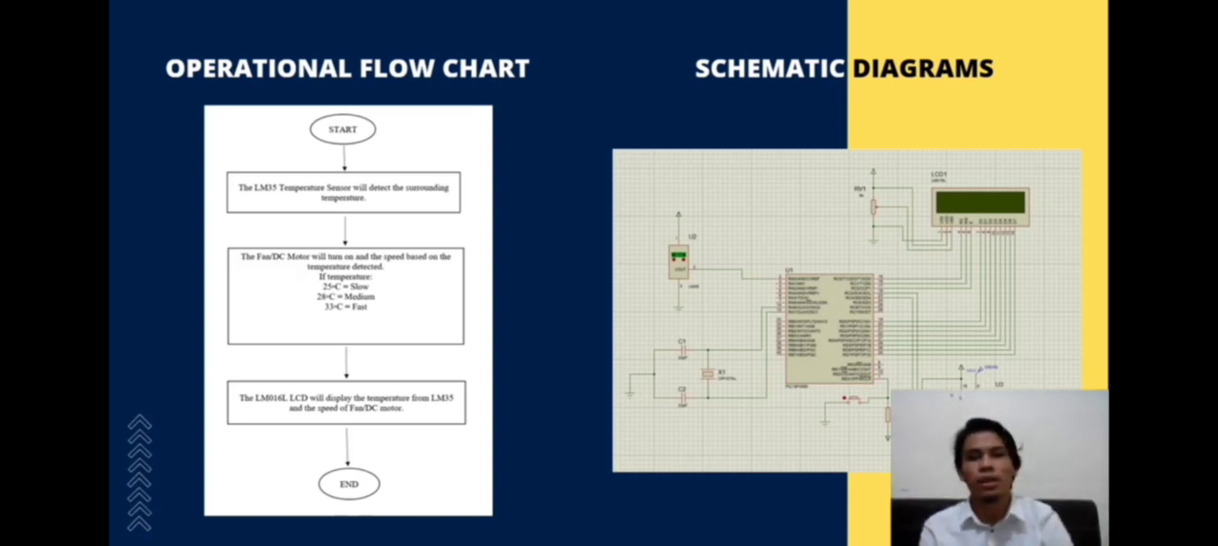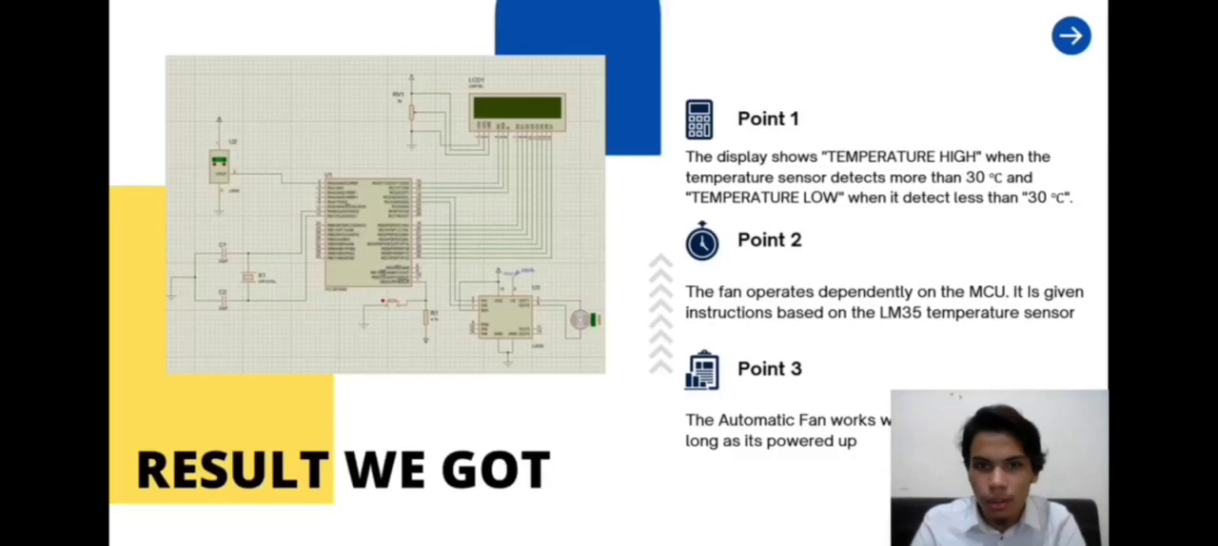Then we have this, our circuit. So this is the result for the first point. The display shows temperature high when the temperature sensor detects more than 30 degrees Celsius, and temperature low when it detects less than 30 degrees Celsius.